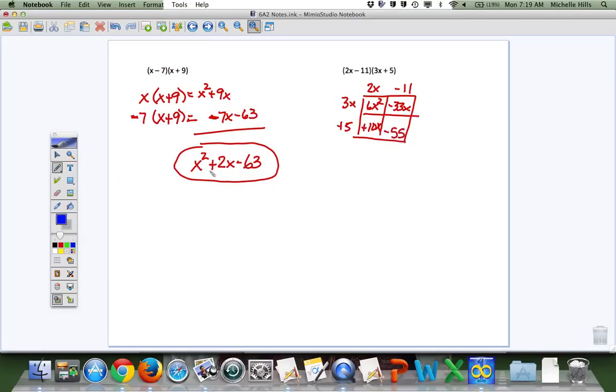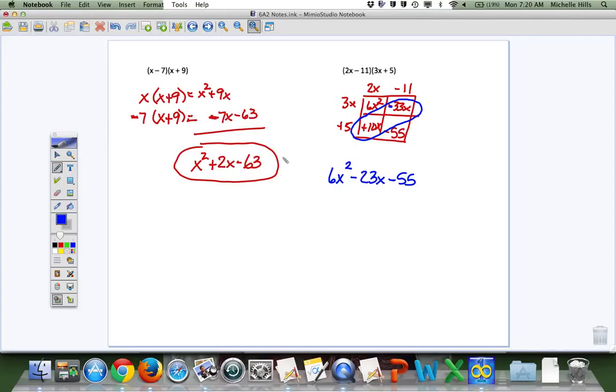Now I like this method because I don't have to write the second polynomial twice, and my like terms are still lined up, they're just lined up on a diagonal. So I have a 6x squared term. My x terms, I had 10 x's, but I lost, because subtraction's like losing, 33 x's. So now I'm 23 x's in the hole, and then I've got my constant, my minus 55.